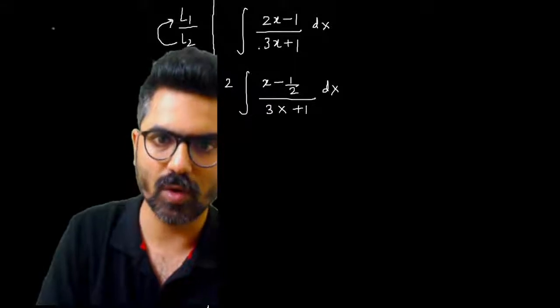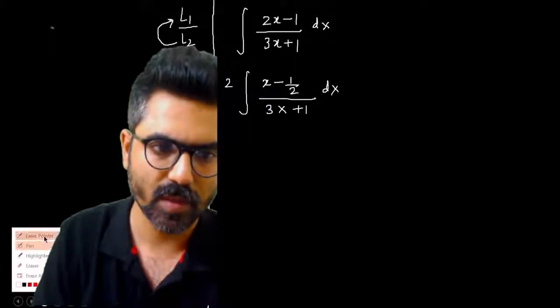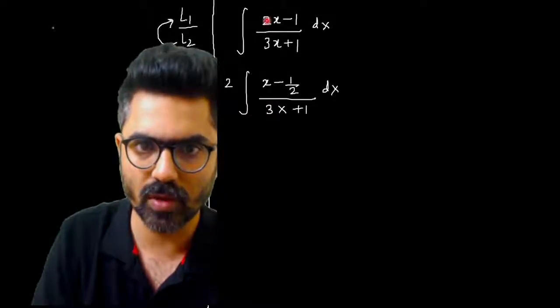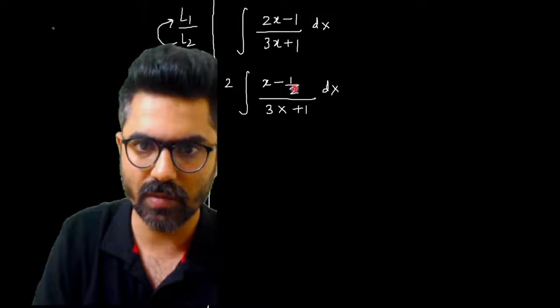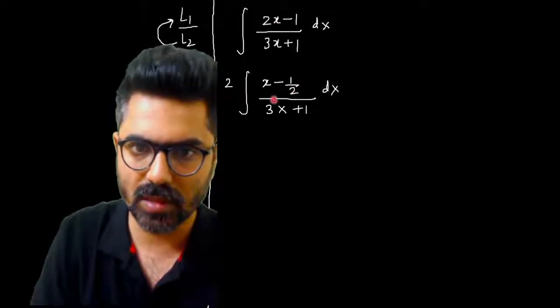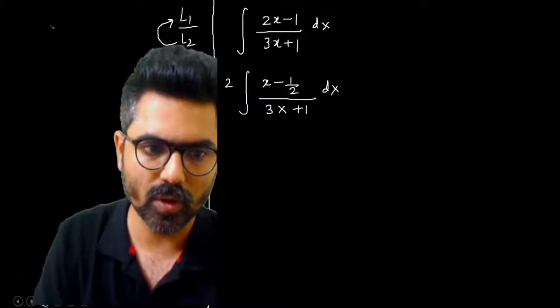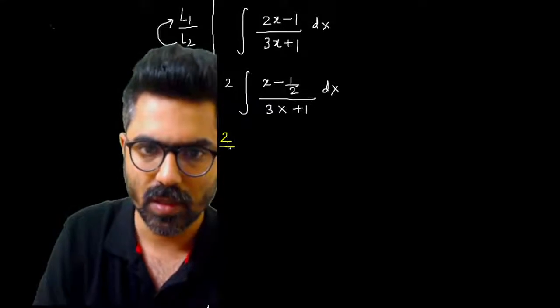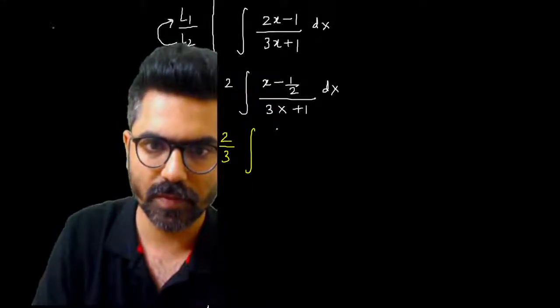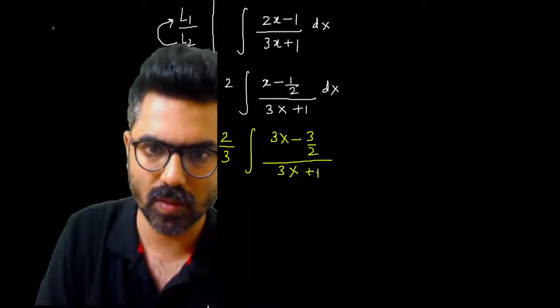This is the first step. Always make the coefficient of x 1. This 2 I have taken common. So when you take 2 common, this will become x and this will become 1 by 2. To make this 3x, now we are going to multiply with 3. That is our target. If you multiply with 3, to manage that, you divide with 3. So 2 times 3x minus 3 by 2 upon 3x plus 1 dx.